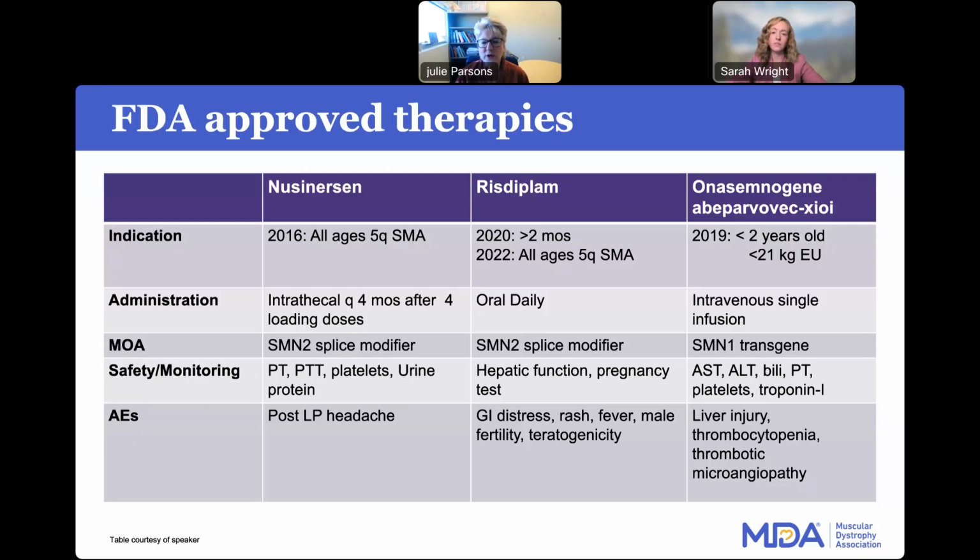Risdiplam is most recent on the scene, initially approved for patients over 2 months of age, but in 2022 approved for all ages of patients with 5q SMA. This is an oral daily agent, also an SMN2 splice modifier. Prior to treatment, we look at hepatic function and a pregnancy test in some of the older patients, as there has been an indication of teratogenicity as a possibility. In general, the agent is very well tolerated, with some GI distress, rash, and fever, and there have been some questions about male fertility that are being investigated. Next.